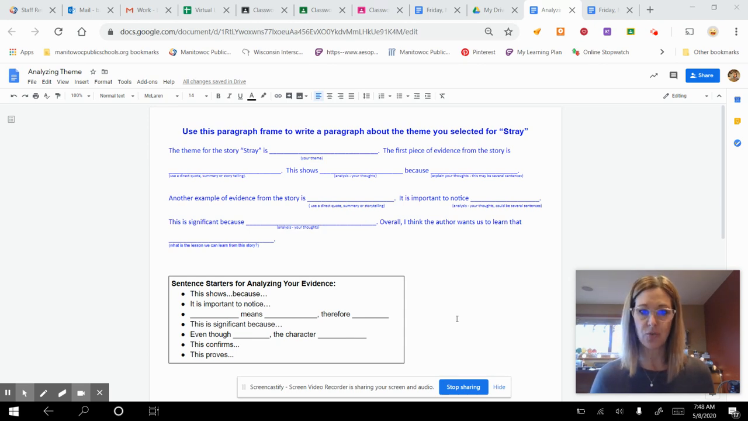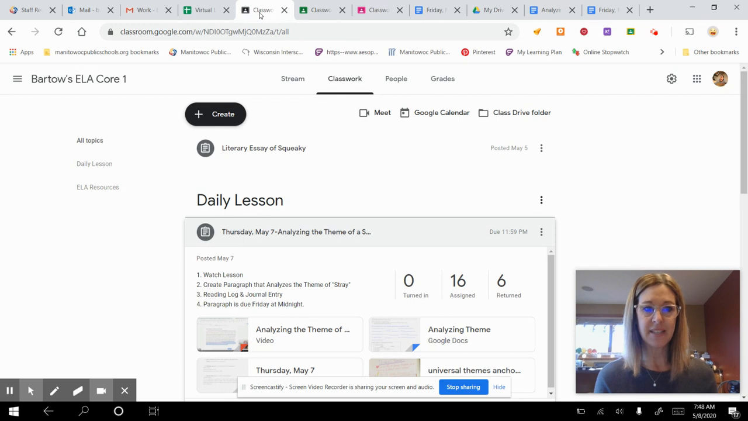And so today I just want to reiterate, kind of review what it is that you need to do with the story Stray. For today, I did put the story Stray into the resources. So again, if you go to classwork in your classroom, you'll see the literary essay of Squeaky for those of you who still have not turned that in.